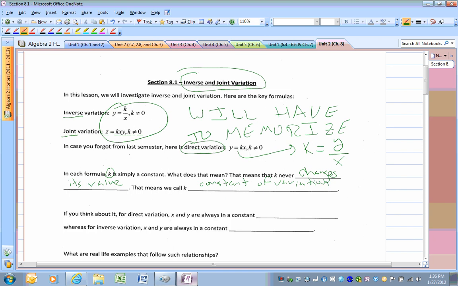So what varies is x and y. And what does the word vary mean? Changes, right? Hence the name variable, because they can change to different values. X and y can hold so many different values, but k always stays the same. So for direct variation, because k equals y over x, what do we call y over x? Fraction, other names for it? Ratio.